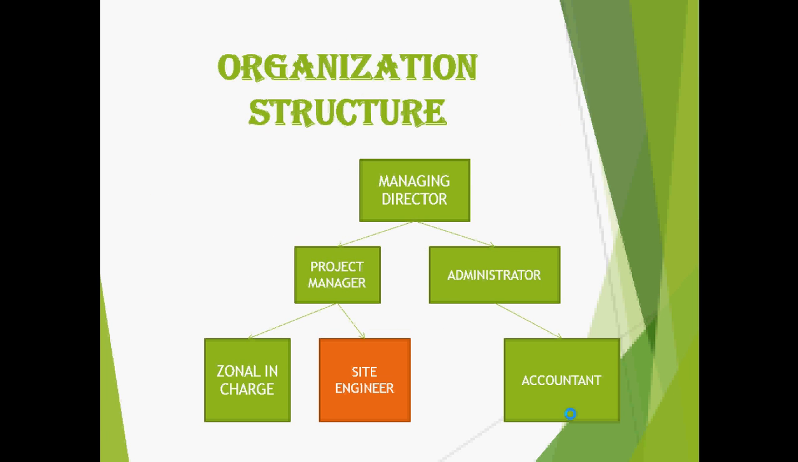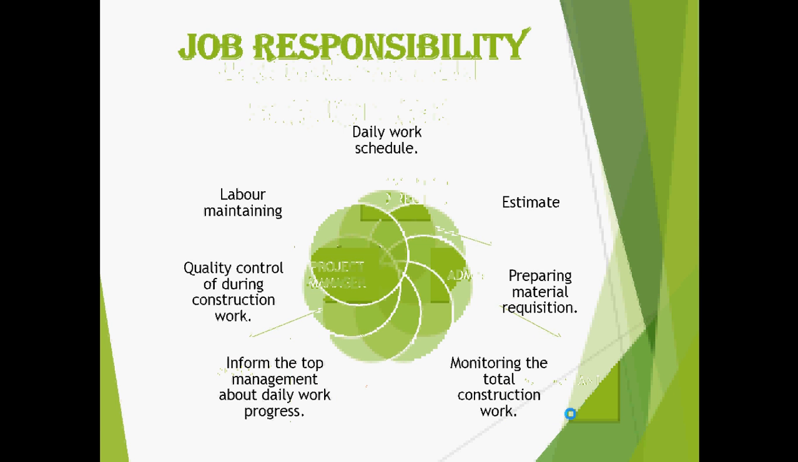And hence, in any project, an organization structure is needed, which involves the managing director at the top, and under whom the project manager and administration take the position, and under the project manager, the zonal in charge and the site engineer. And under the administrator, the accountant and junior accountant come. Now these are some job responsibilities followed by us or anybody else in any construction project.